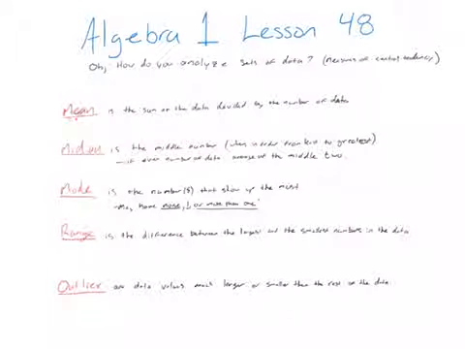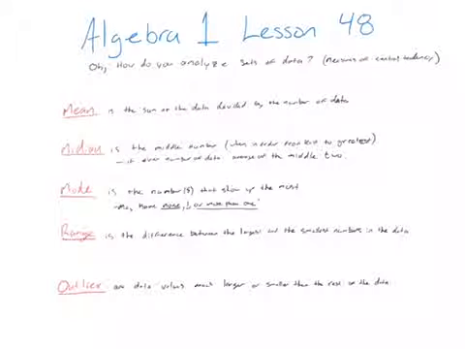The first one is mean. Several people use the word average for that. But the word mean is the sum of the data divided by the number of the data. So if you had 5 numbers, you'd add up those 5 numbers and then divide by 5. That's the mean.